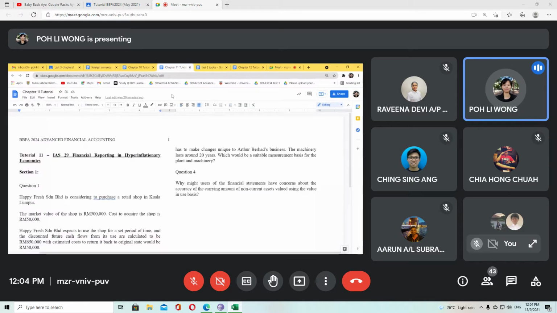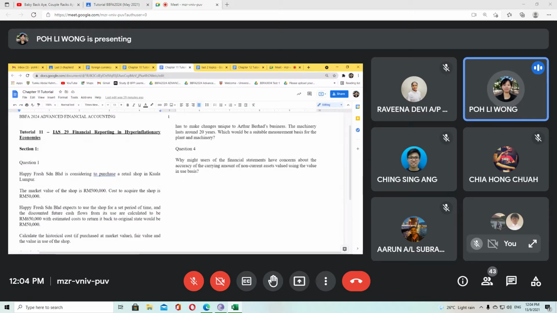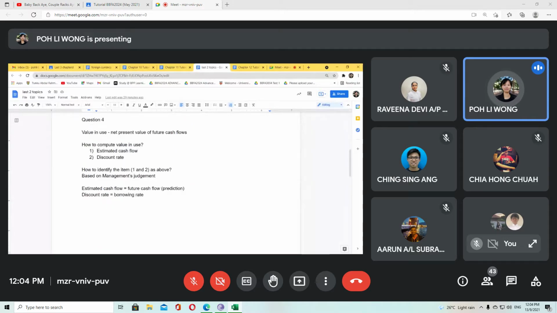Okay, so the next one: why might users of the financial statements have concerns about the accuracy of the carrying amount of non-current assets valued using the value in use basis? Now, value in use equals the net present value of future cash flows. So how do you compute value in use? I hope everyone still remembers. Okay, so we have estimated cash flow, we have discount rate. So how to identify estimated cash flow and discount rate?